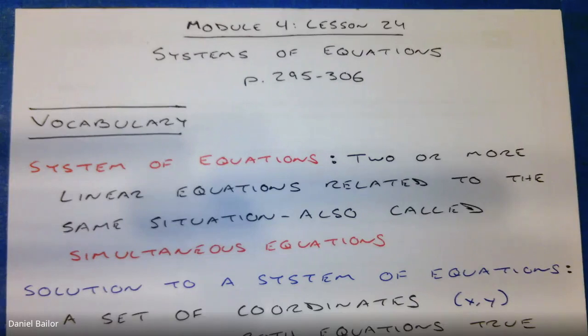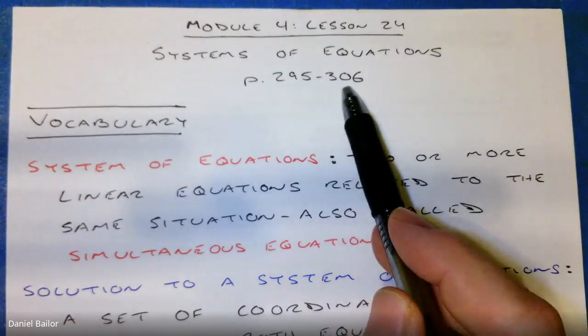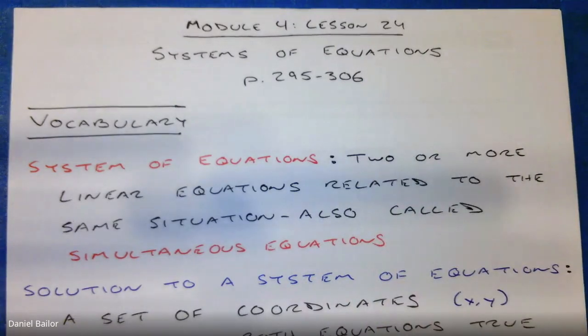Hello class, welcome to the next lesson in Eureka Math, 8th grade. We're in Module 4, getting ready to do Lesson 24 today that I'm calling Systems of Equations, and that is on pages 295 through 306 of your Module 4 workbook.